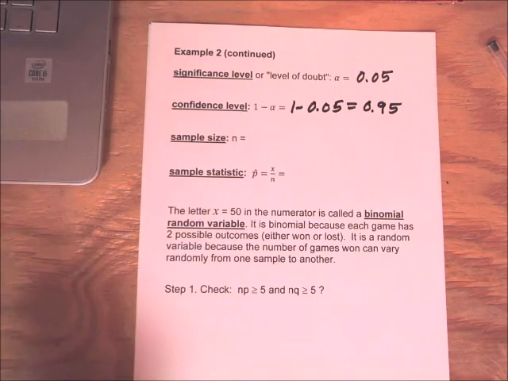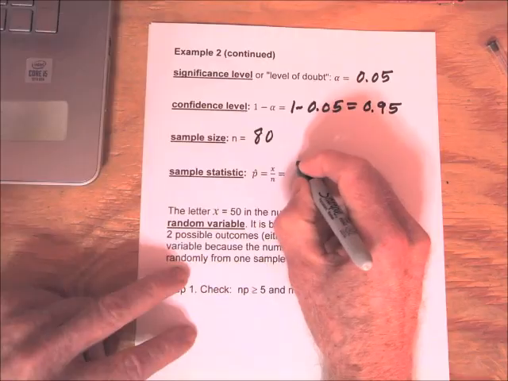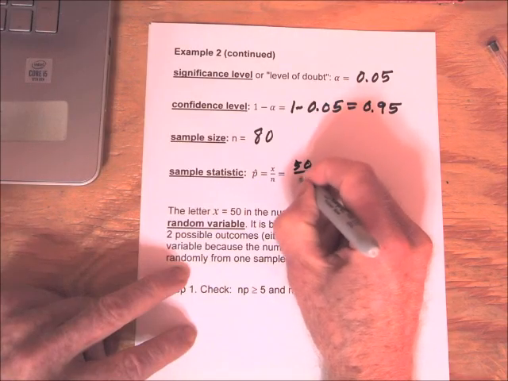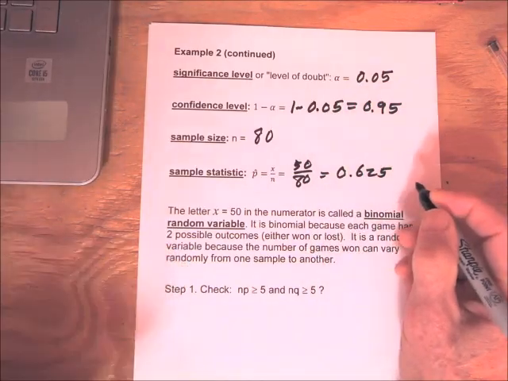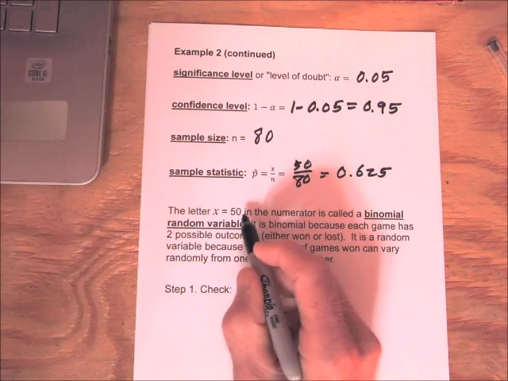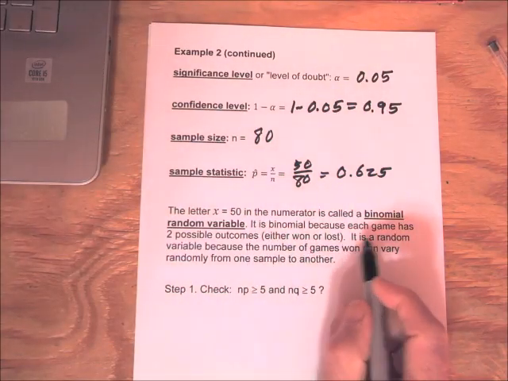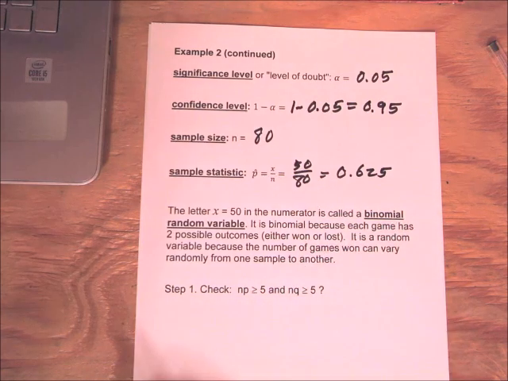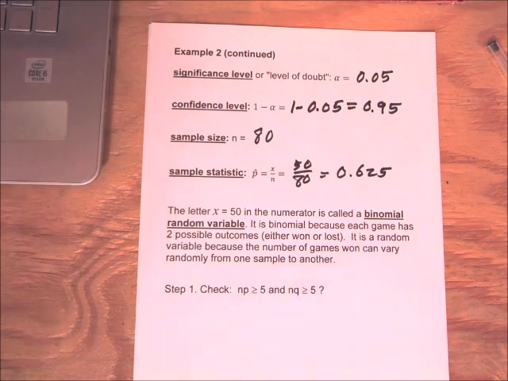The sample size, in this case, was 80, and the sample proportion p hat, x over n, so it's 50 over 80, which is 0.625. So 50 divided by 80 is 0.625. The letter x, which is 50, in the numerator is called a binomial random variable. It's binomial because each game has two possible outcomes, either won or lost. We'll ignore the possibility of a tie here. We'll say each game is either won or lost. It's a random variable because the number of games won can vary randomly from one sample to another.